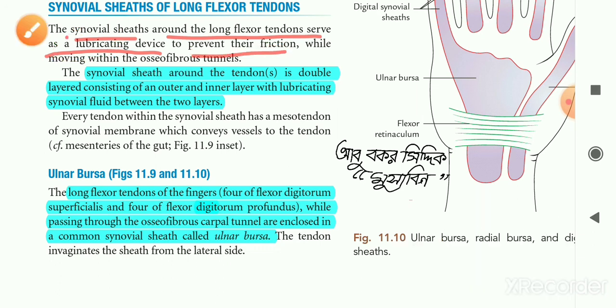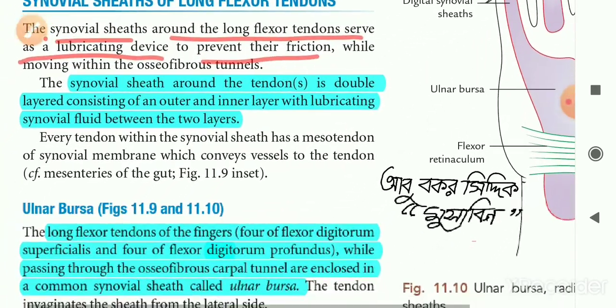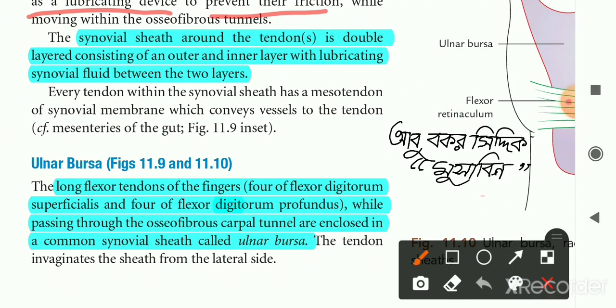So what is this synovial sheath? It remains around the tendon, and it is a double layer consisting of an outer layer and an inner layer, and within these two layers there is a fluid that is called synovial fluid. So the synovial fluid is located within the synovial sheath, and this synovial sheath covers the tendons of the flexor muscles, and the synovial fluid acts as a lubricating layer and prevents friction during movement within the osteofibrous tunnel, that is the carpal tunnel.